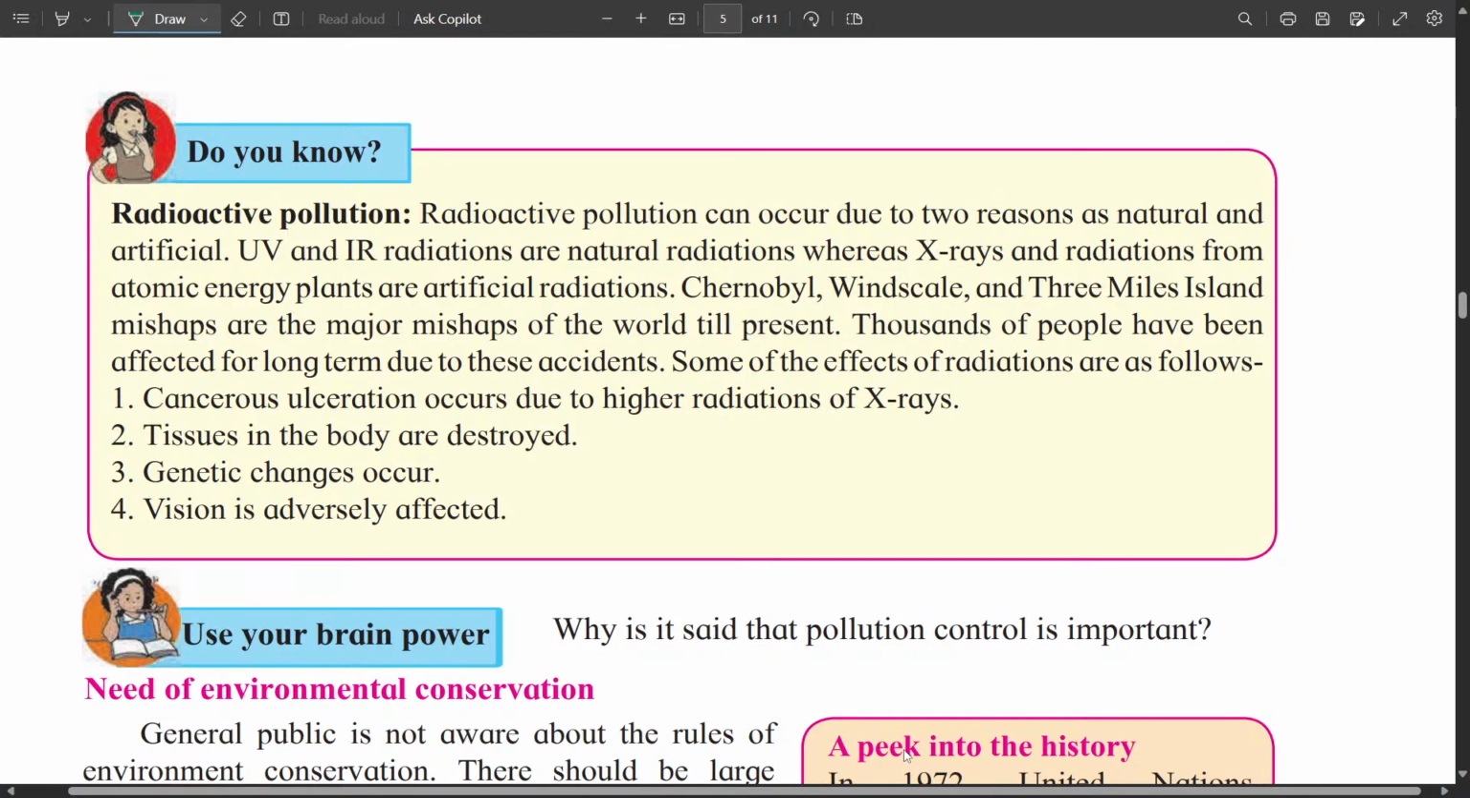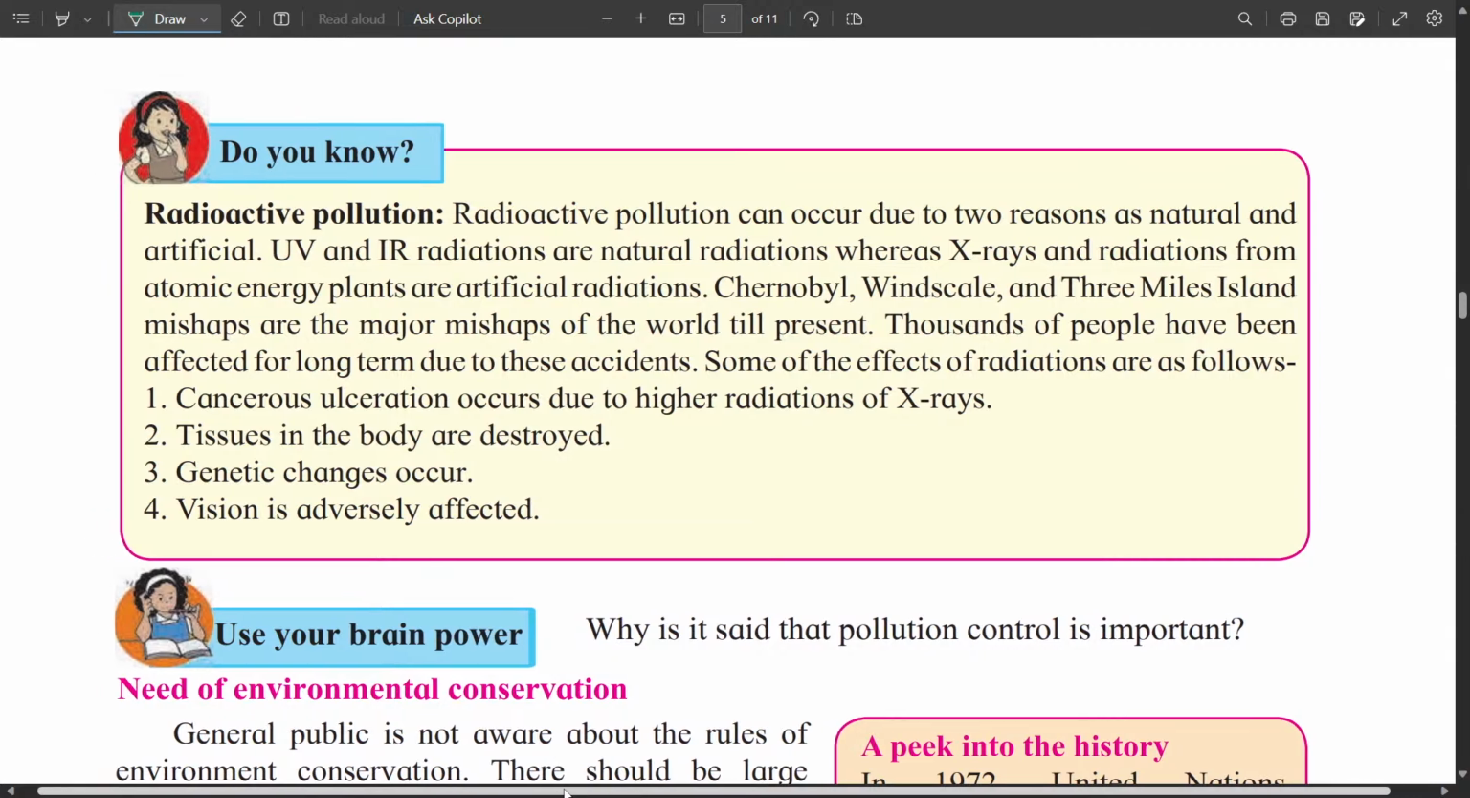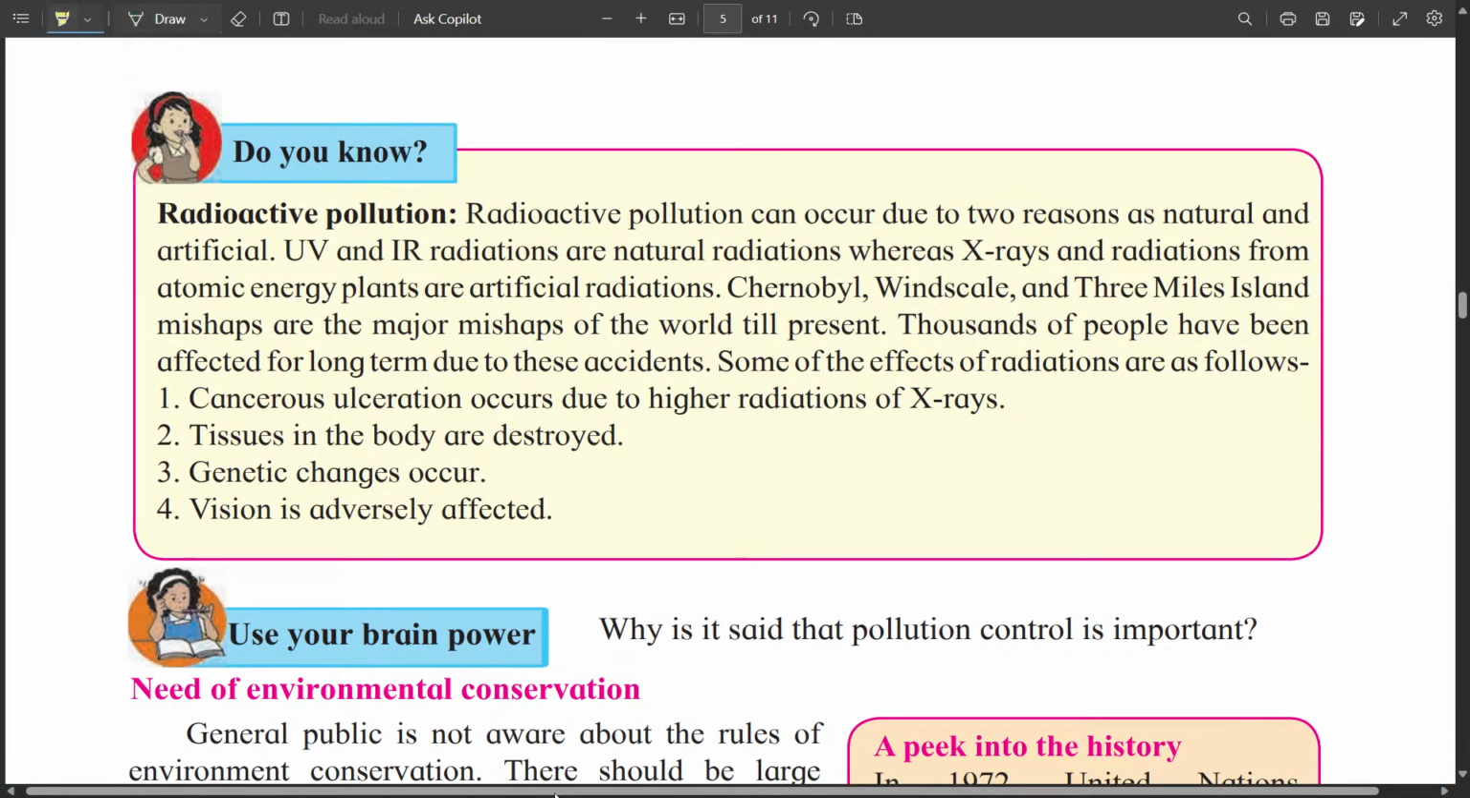There is one more kind of pollution, and that is radioactive pollution. Radioactive pollution can occur due to 2 reasons. One can be natural radioactive pollution, which involves UV and IR radiation coming from the sun. And the other one is artificial radiation, which is caused by atomic energy plants or X-ray laboratories. Chernobyl, Windscale, Three Mile Island accidents are major mishaps in the world till date. Thousands of people have been affected for a long term due to these accidents.